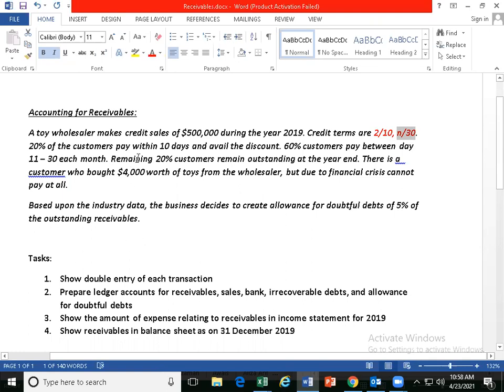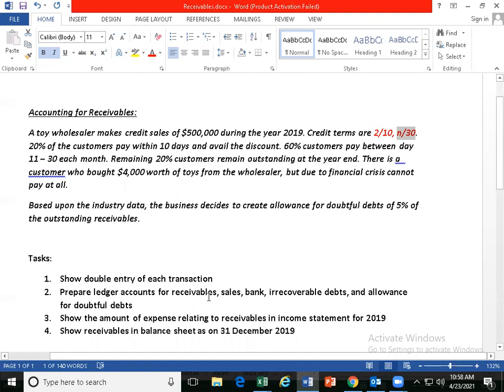20% of the customers pay within 10 days and avail the discount. 60% of customers pay between day 11 and 30 each month. The remaining 20% of customers remain outstanding at the year end, and there is a customer who bought $4,000 worth of toys from the wholesaler, but due to financial crisis, cannot pay at all.